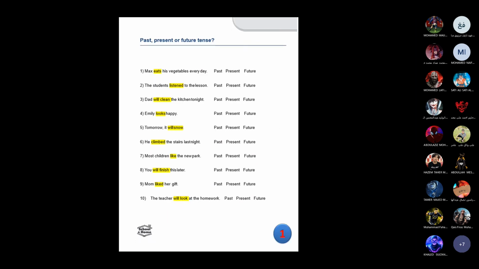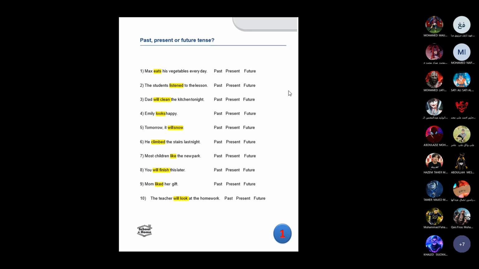Okay, so now we have an extra sheet, guys. This is an extra sheet, from 1 to 10. Let's do it together. Then I'll ask you to solve the other one. Okay, so let's do it together.